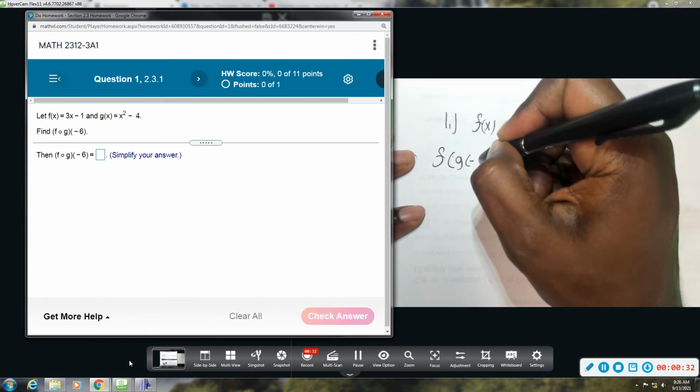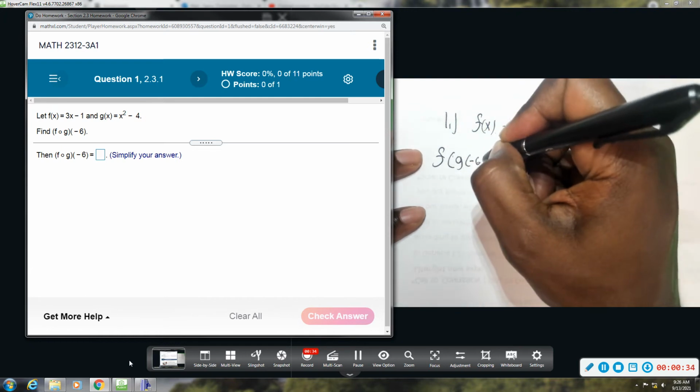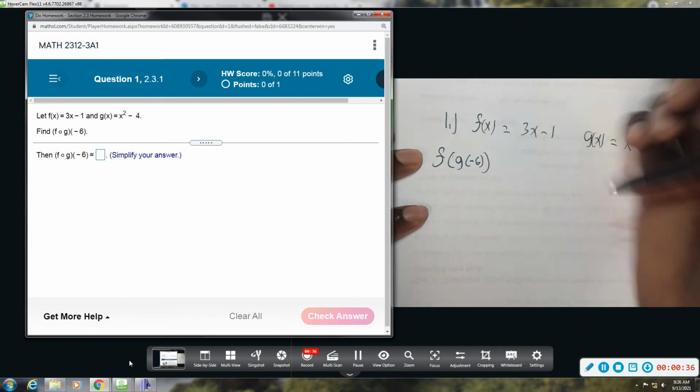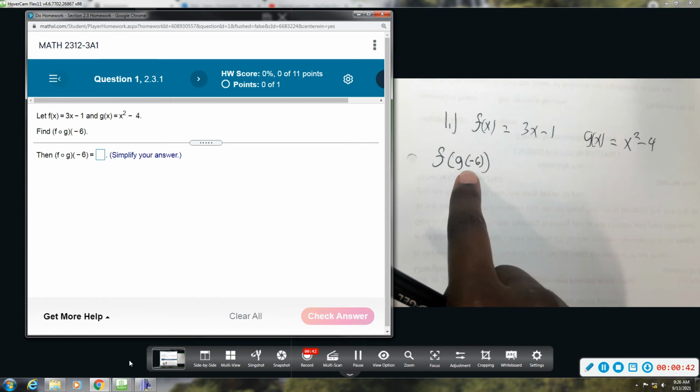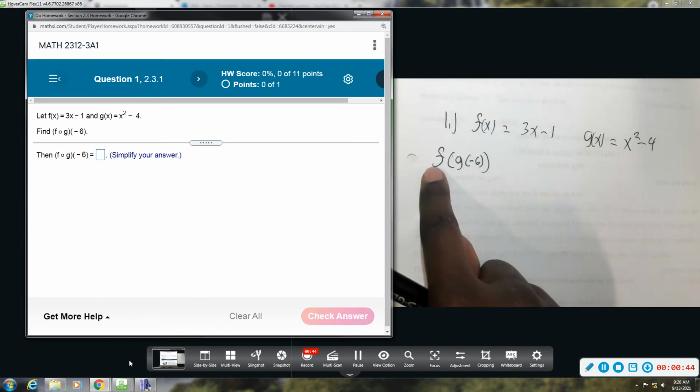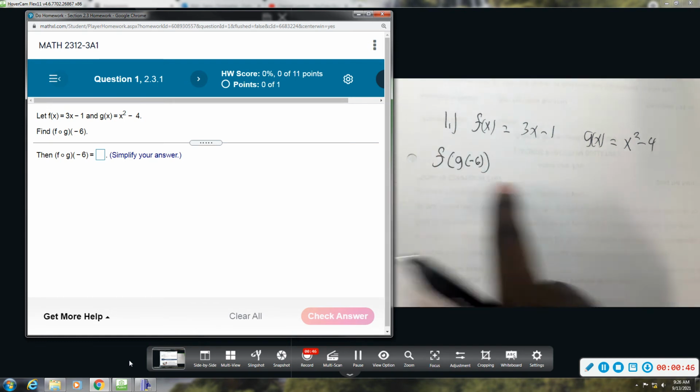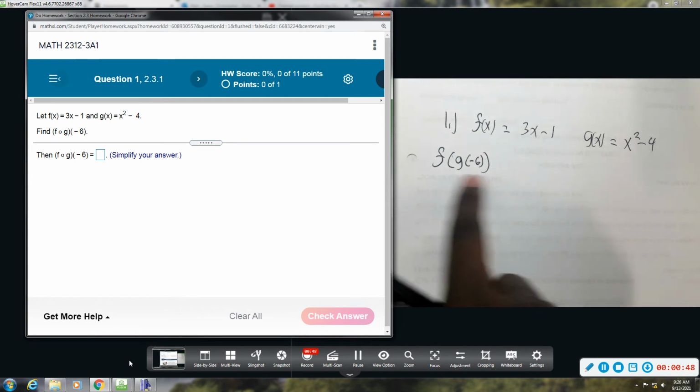So I'm just going ahead and transcribing what that notation means. It means you're going to plug in the negative 6 to g. You're going to evaluate that, and then once you get that answer, you're going to plug it into f. So you can write the equation all together at once. I just look at this as a double plug-in.